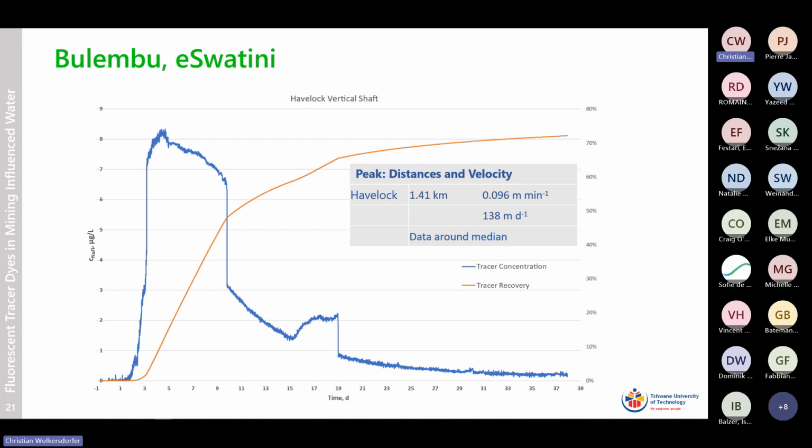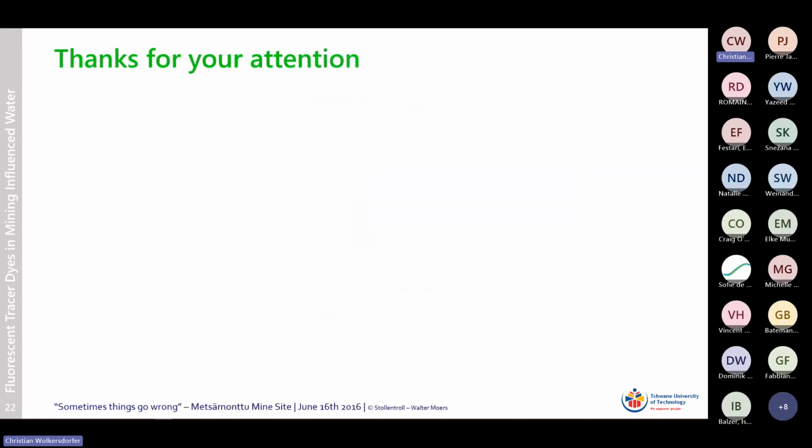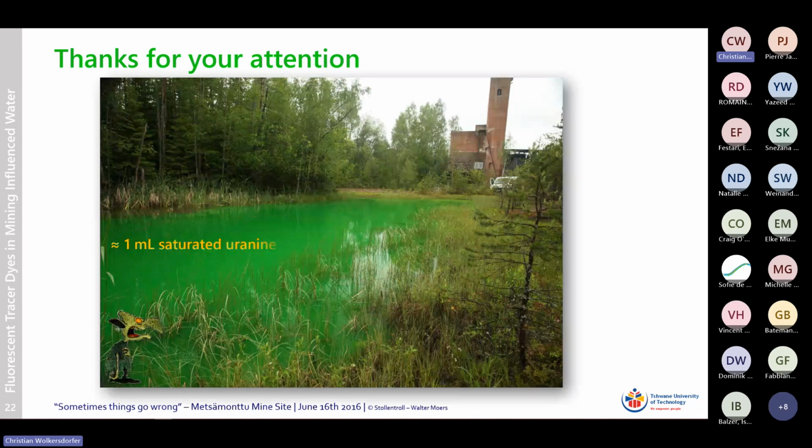And the last slide is again from Finland. Sometimes things can go very wrong. That's what you can see here. It's roughly 1 milliliter of saturated uranine, and that 1 milliliter is just from cleaning one of the glass bottles that are used to inject the tracer. So don't clean glass bottles in the field.